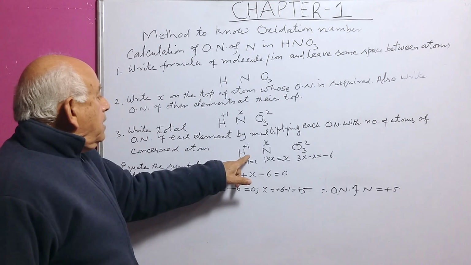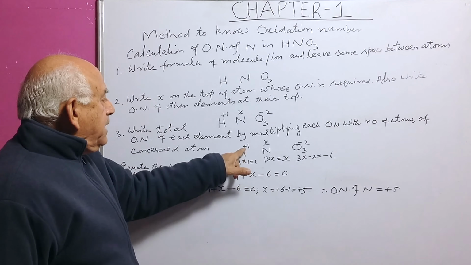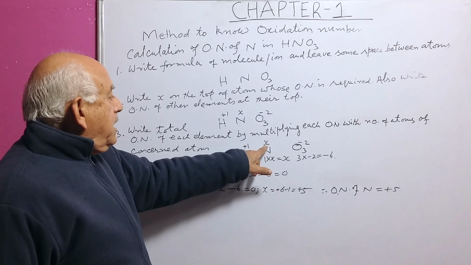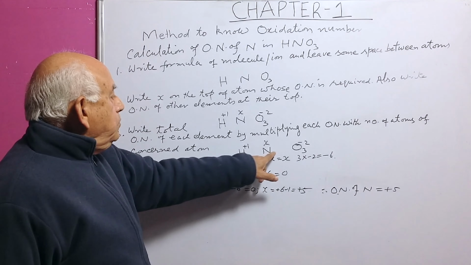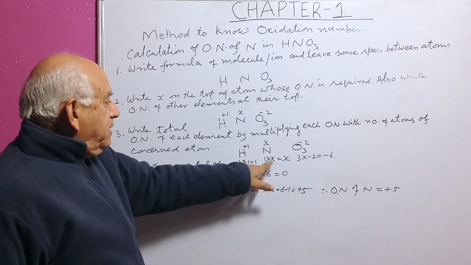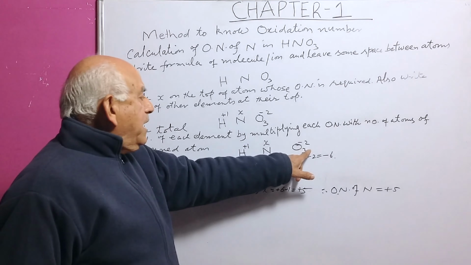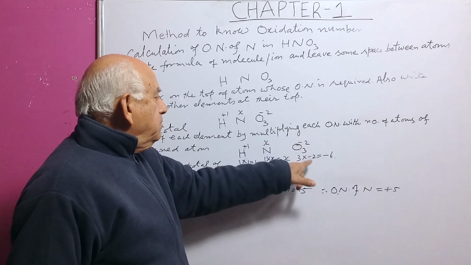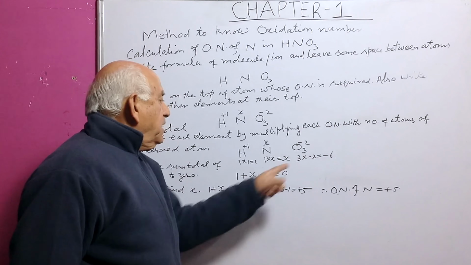Here, hydrogen is 1 atom, times +1 is equal to +1. X into number of atoms of nitrogen, 1, is equal to X. Number of atoms of oxygen 3 multiplied by the oxidation number of oxygen -2, it becomes -6.